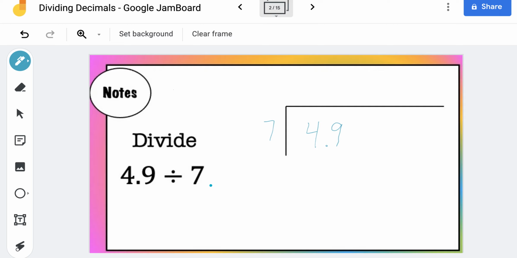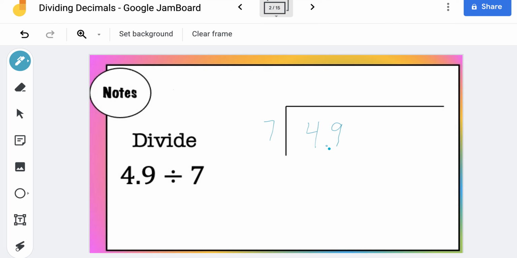Now, before you divide, it's good to always look at the problem and estimate what the answer is going to be. So the question is how many 7s are there in 4.9? Now, 7 is bigger than 4.9, right? So that means we're not going to have 1. We're going to have less than 1. So our answer should be some type of decimal.